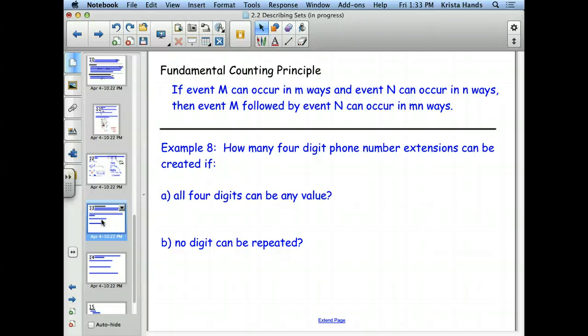So the fundamental principle of counting says the following: if you have one event, event M, and it can occur in little m number of ways, and you have another event, event N, that can occur in little n number of ways, then if you take event M and you follow it by event N, how many different ways could this be performed?